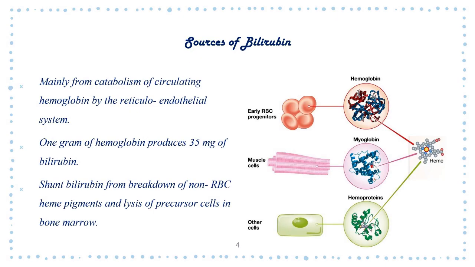So where does bilirubin come from? The main source of bilirubin is from catabolism of the circulating hemoglobin, which will get broken down by the reticuloendothelial system. So 1 gram of hemoglobin produces 35 milligrams of bilirubin, and a minor source of bilirubin is shunt bilirubin, which comes from breakdown of non-RBC heme pigments and lysis of precursor cells in the bone marrow.